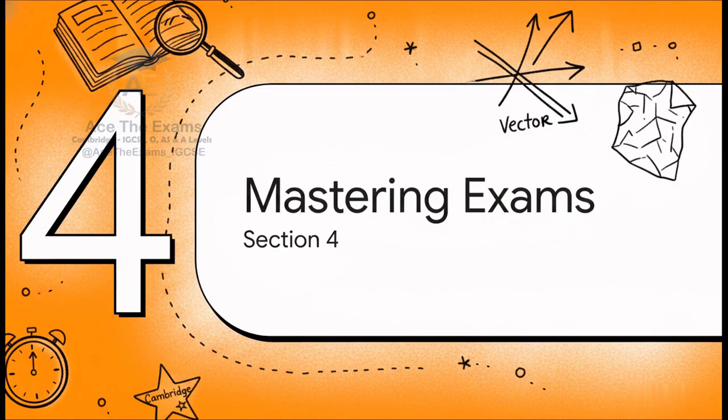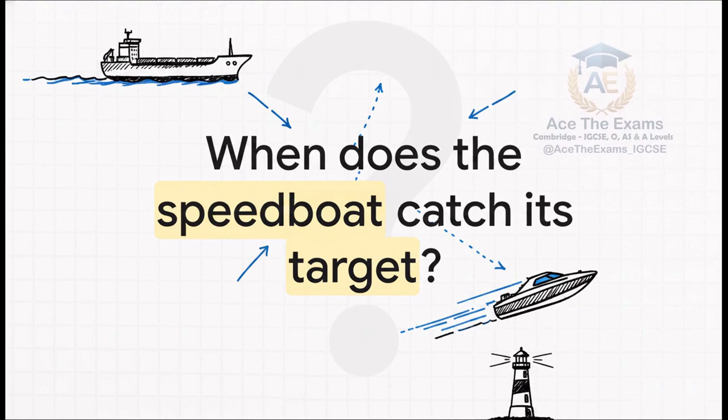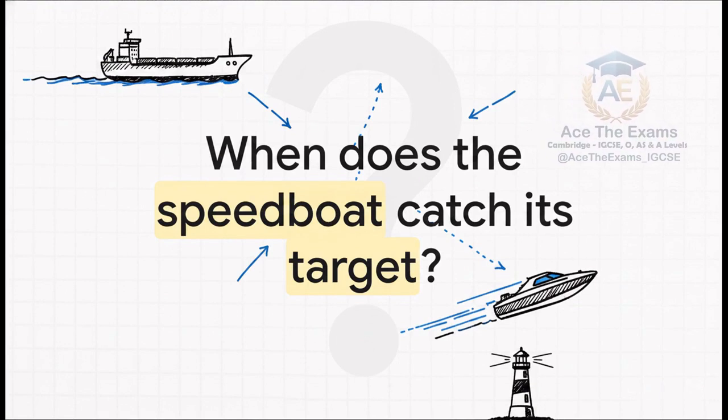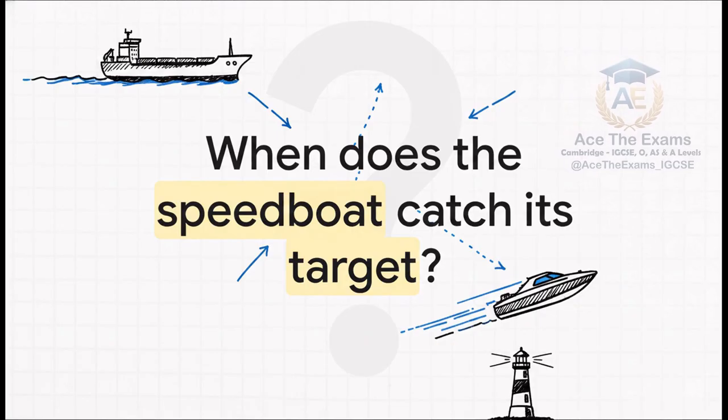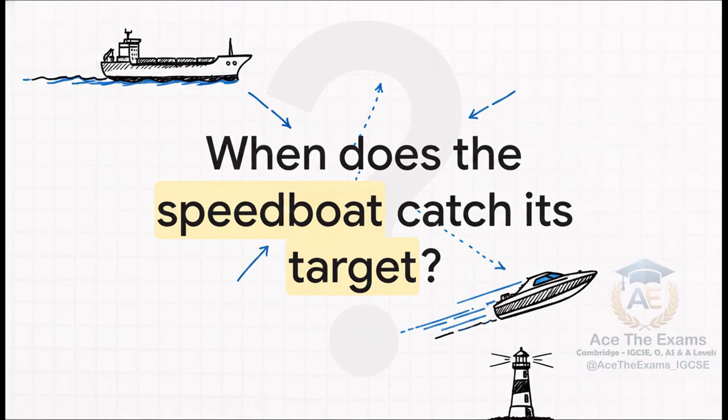Section 4. Mastering Exam Questions. Let's take all this theory, put on our strategist hats, and decode an actual Cambridge past paper question together. All right, focus in, because this is a classic high-stakes exam scenario from the June 2014 0606 paper. This strictly tests your ability to mathematically model a moving interception under time pressure.